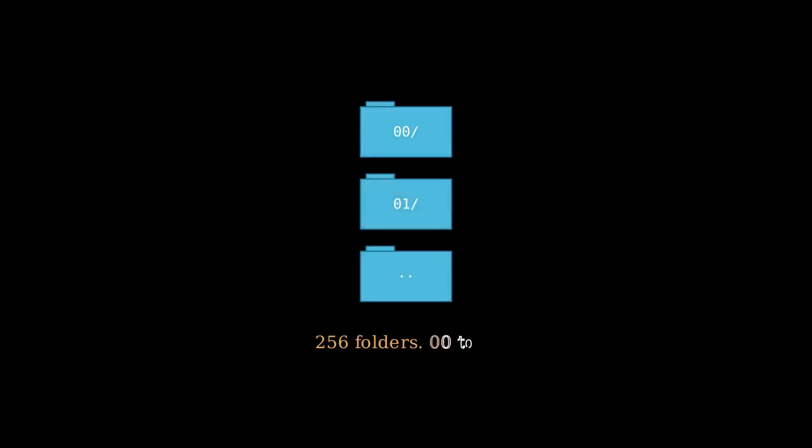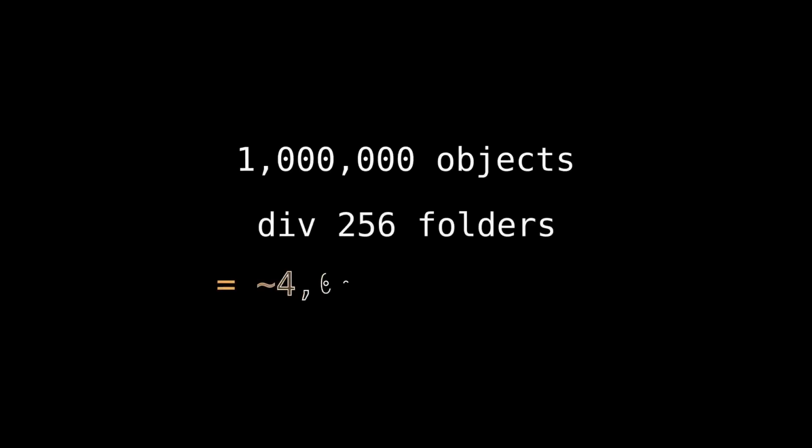Git uses the first 2 hex characters as a folder name. 2 hex characters means 256 combinations. 1,000,000 objects spread across 256 folders is about 4,000 each. Manageable. The math is simple. 1,000,000 objects divided across 256 folders. About 4,000 per folder. Fast to list. Fast to open. The file system stays happy.